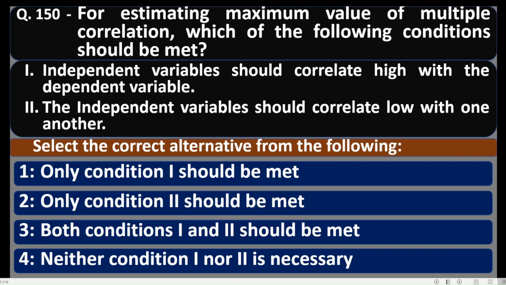See the conditions again. Independent variables should correlate high with the dependent variable. And number 2, the independent variables should correlate low with one another. So to have the maximum value of multiple correlation, condition 1 should be satisfied, that is, the independent variable should correlate high with the dependent variable. So option number 1 is correct. Only condition 1 should be met.